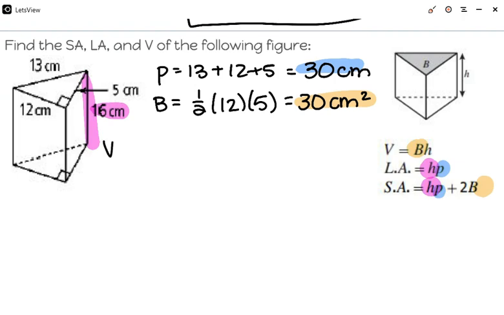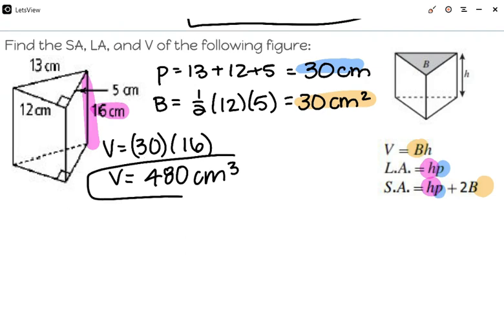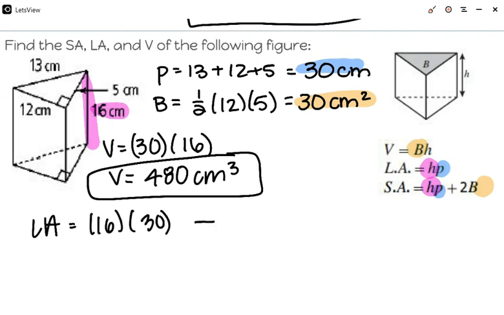All right, so now it's the fun stuff. We plug into our formulas. Volume equals base area times height. 30 times 16 gives us 480 centimeters cubed. Lateral area: we have our height, which is 16, times the perimeter, which is 30. So our lateral area equals 480 centimeters squared.